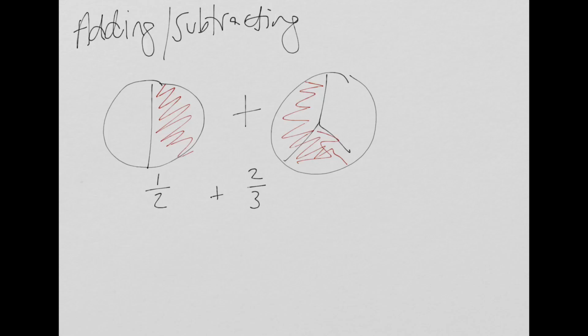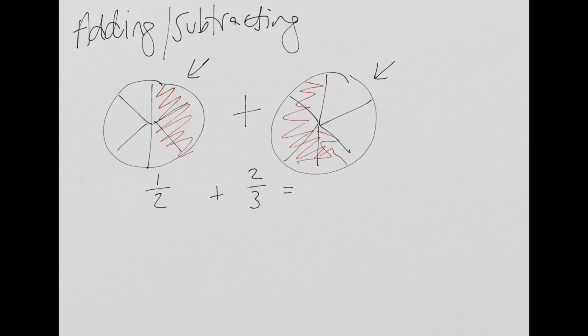So instead of having this one being in 2 pieces and this one being in 3, we need to find a common number that we could separate the pizzas in. So one way to do that would be 6. So instead of splitting this left one into 2 pieces, I'm going to split it into 6. Instead of splitting this right one into 3 pieces, I'm going to split it into 6.